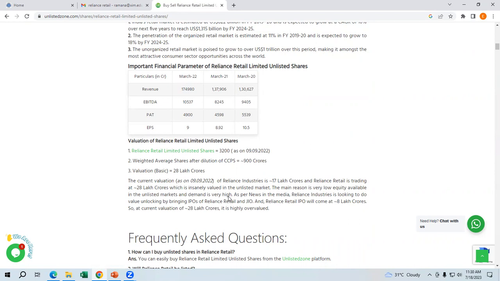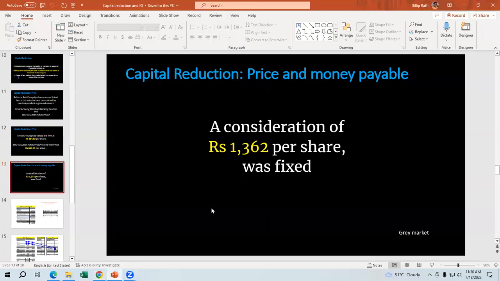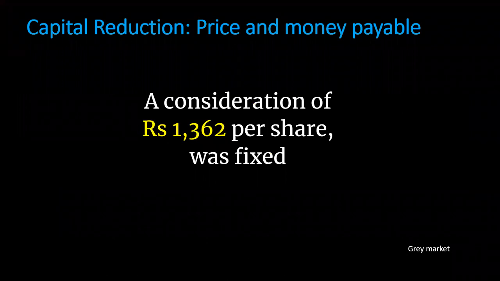Remember, somebody might have purchased the shares at 3,200. Somebody might have purchased the shares in the gray market at 2,500. Obviously, for them, 1,362 is a loss. So there is a big chunk of the minority shareholders who are not happy with the price. But is the company doing any injustice? That is what any advisor should look into.